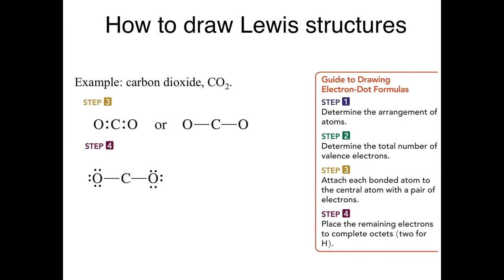So now we need to make sure that each atom has a full octet. Counting electrons around oxygen, we see that each oxygen has 8 valence electrons, whereas that carbon has only 4 electrons. 2 electrons here and 2 electrons here, making that 4 electrons around carbon. So carbon does not have an octet. So I like to say that this structure is not happy.